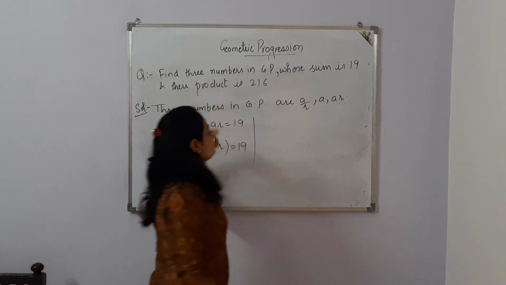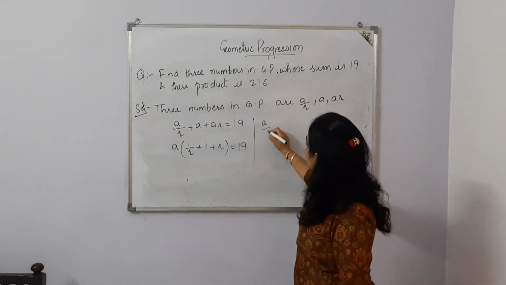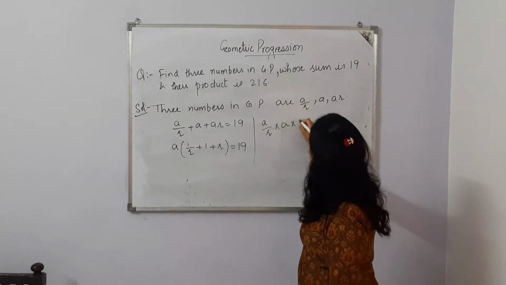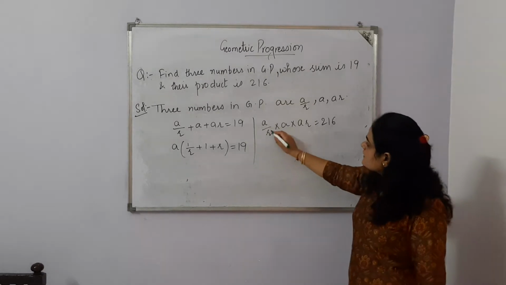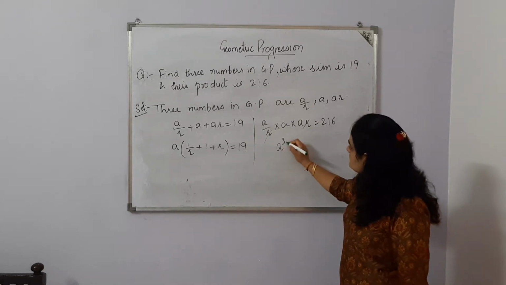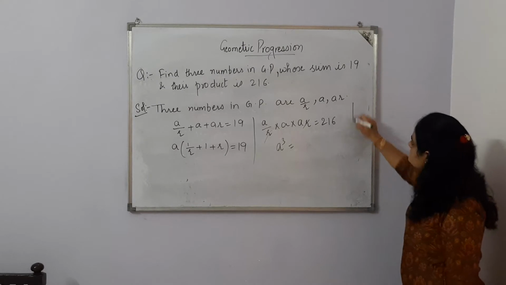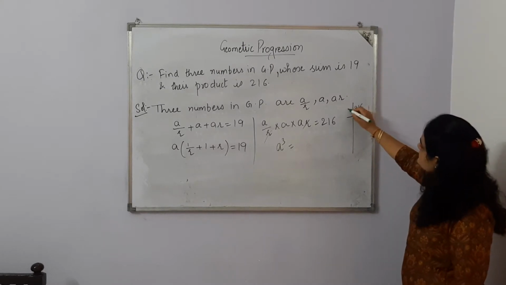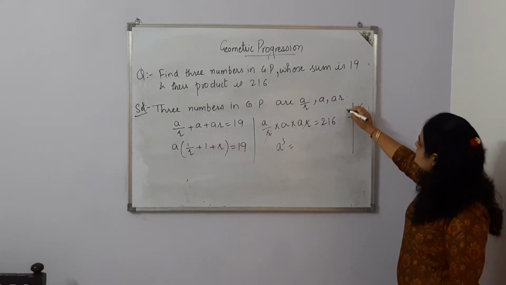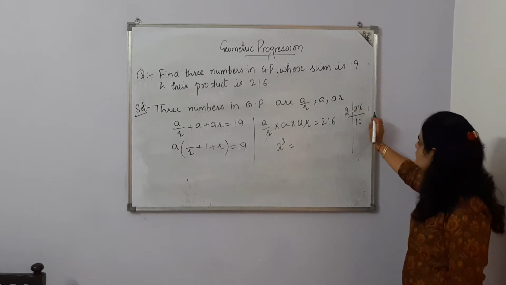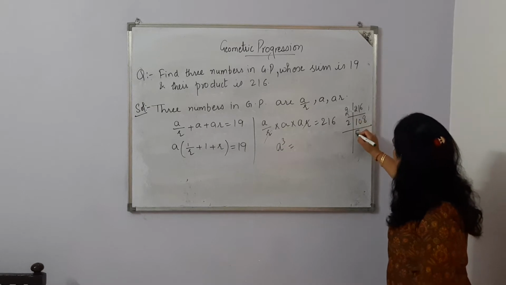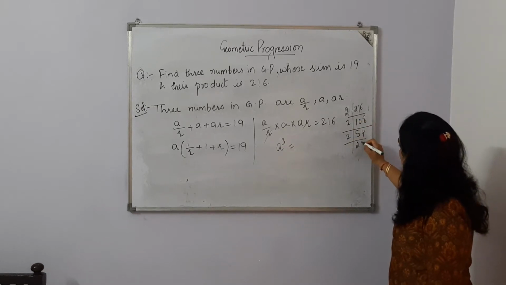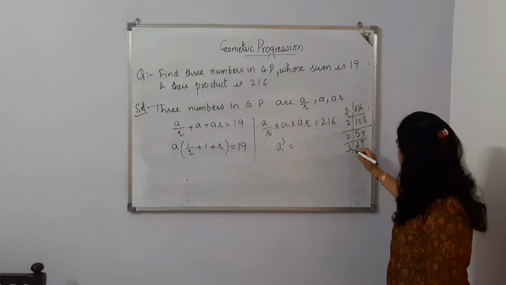Another one is the product is 216. A by R multiplied by A multiplied by AR is 216. So R will cancel out with R, which gives A cube. Can I make the factors of 216? 2 1s are 2, 2 5s are 10, 2 8s are 16, 2 4s are 8, 2 2s are 4, 2 7s are 14, 3 9s are 27, 3 3s are 9, 3 1s are 3.